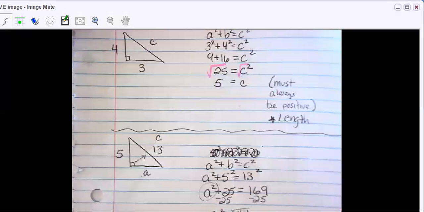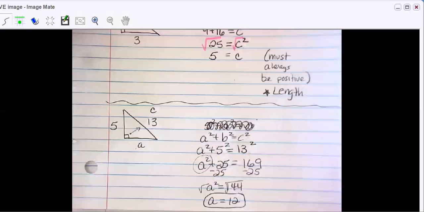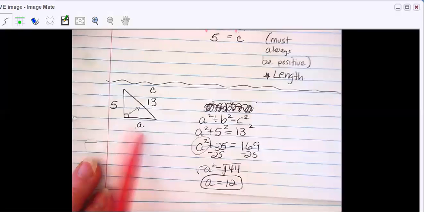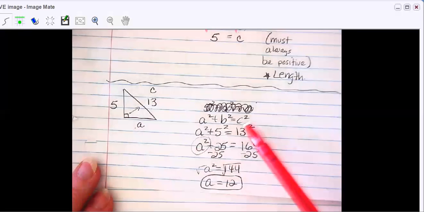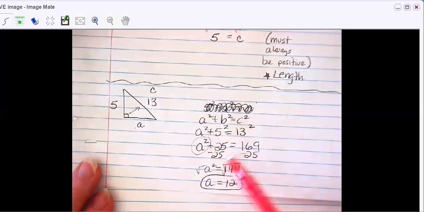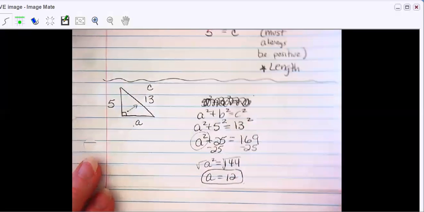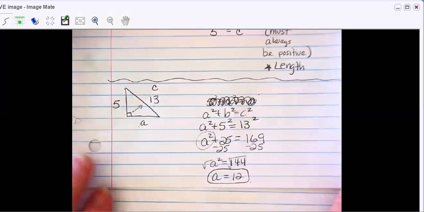Okay, so on this one, we have sides A, 5, and 13. Remember that the C is always on the right side. So when you square everything and start to solve, you have A squared plus 25 equals 169. Subtracting the 25, you get A squared equals 144. Taking the square root of both sides, you get A equals 12. So very straightforward, just an algebraic equation to solve.